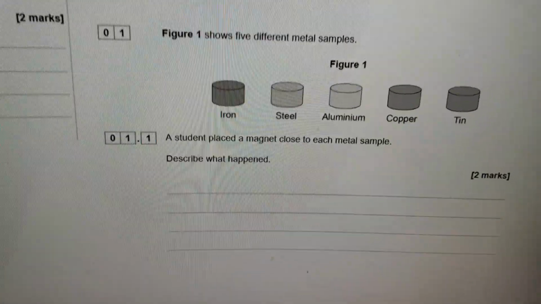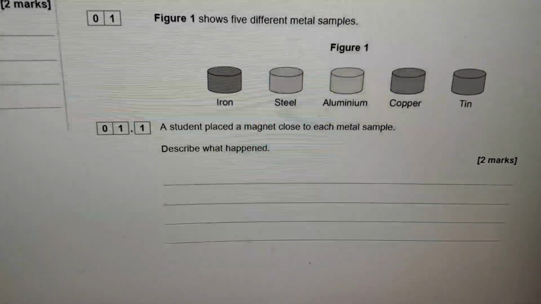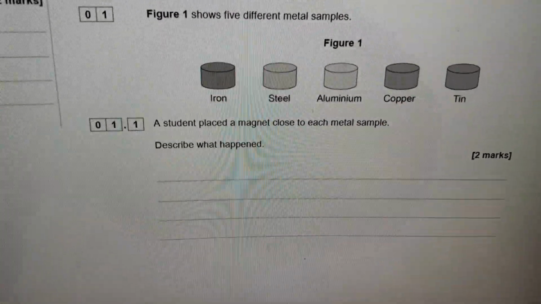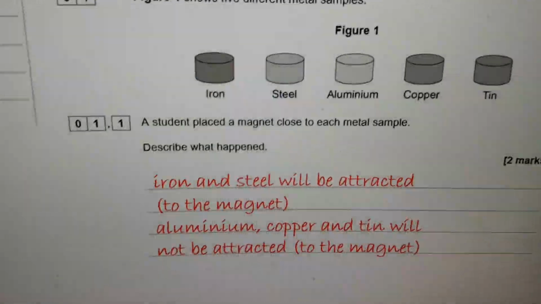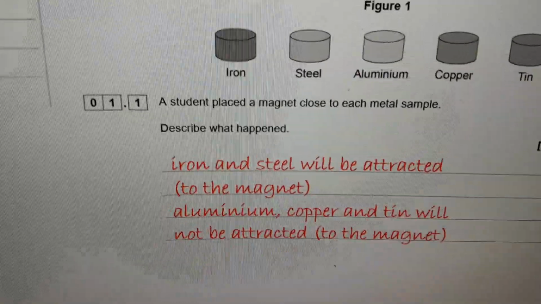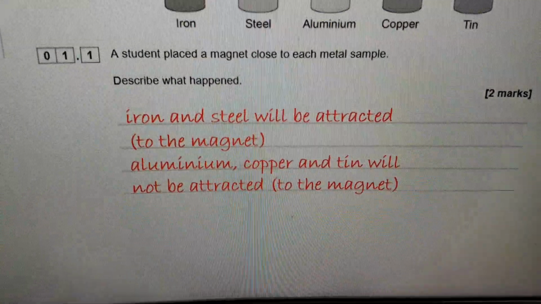So what's going to happen? The iron and steel are magnetic because steel is mostly iron, so they'll be attracted. The other 3, nothing will happen. There we go. And that's what they want you to say.